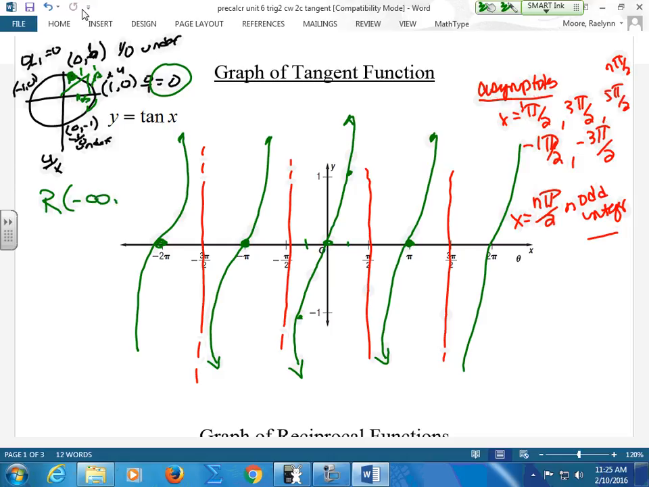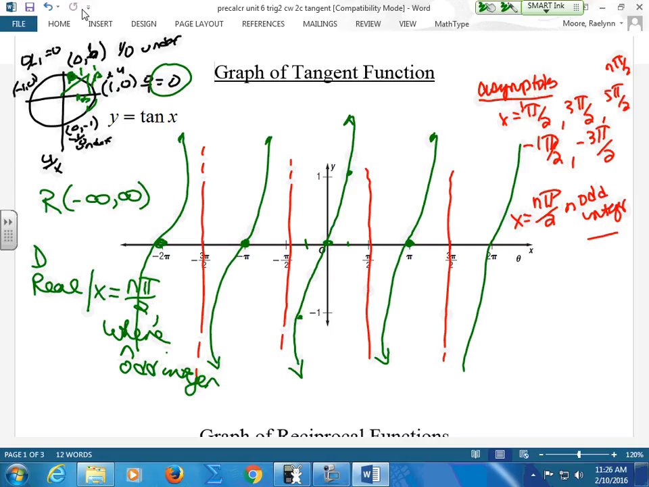Negative infinity to infinity. Good. Now my domain is special because it stops. It has different places we have to stop at, those asymptotes. So this is how we define your domain. We say real except when x is equal to n pi over 2, where n is an odd integer.